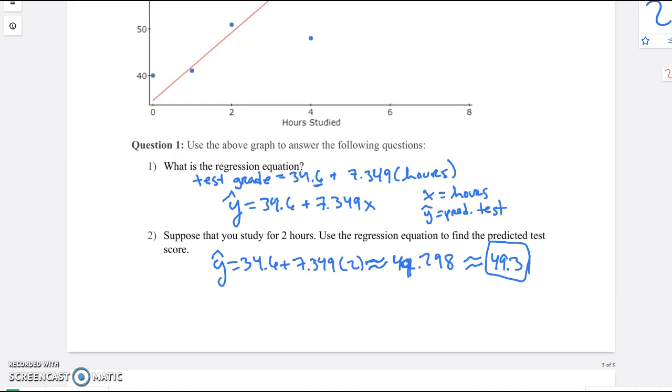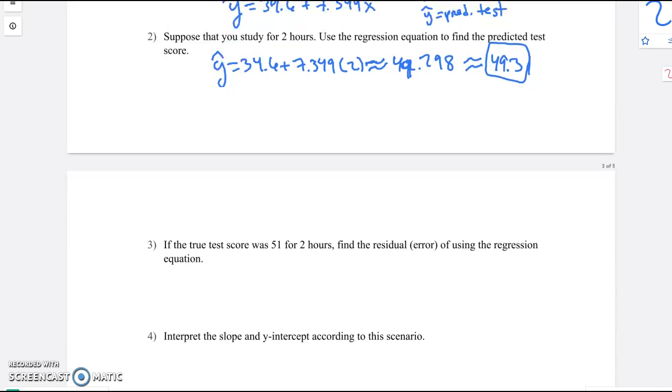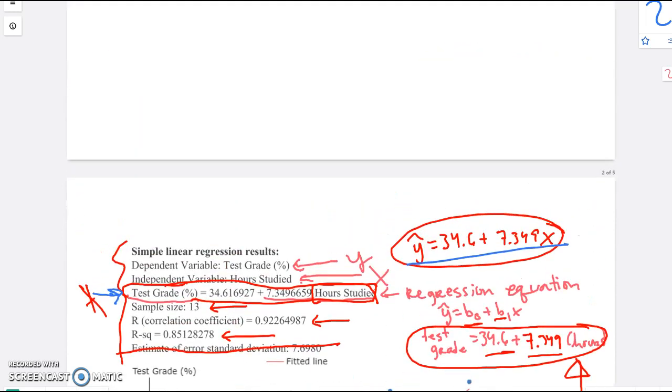If I go back here at 2 hours, what it's predicting is whatever is on the line, because I'm using the equation of the line. Now, if you notice, it's not quite the true value, because the true value is up here. So we do have some error. Now the next question says, if the true score was 51 for 2 hours, find the residual, the error of using the regression equation. Make sure that you are very careful when you're using the equation of the residual.